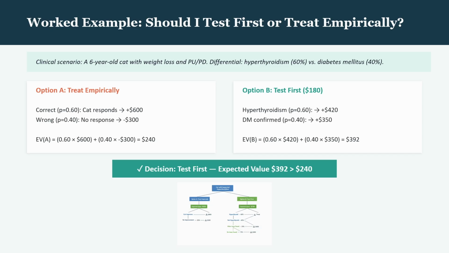The tree makes explicit what intuition often misses. The cost of being wrong with empirical treatment is high enough, often enough, that testing first has greater expected value even after subtracting the test cost. Sensitivity analysis question: how high would the pretest probability for hyperthyroidism need to be before empirical treatment becomes the better option? This is the kind of analysis a decision tree enables.